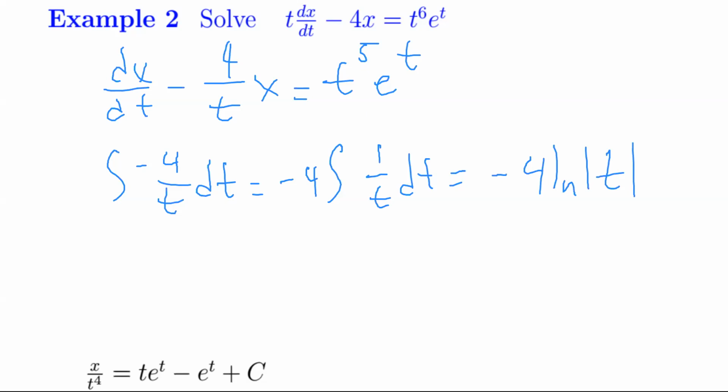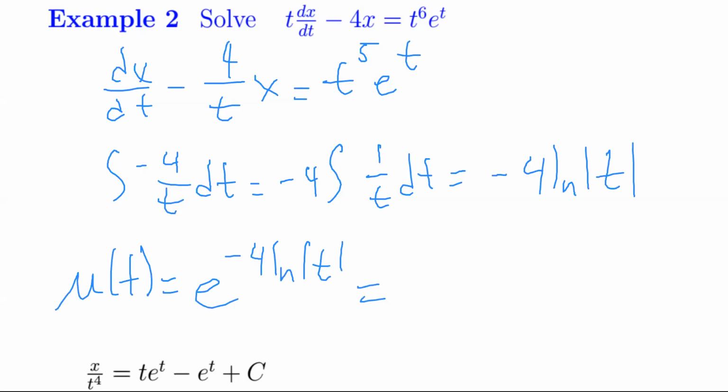And so our integrating factor is going to be e raised to the negative 4 ln of the absolute value of t, except we just need some positive function here. So we get, let's see, e to the ln of the absolute value of t, all raised to the negative 4. E to the ln of t is just t. So this is t to the negative 4th. So that's what our integrating factor is going to be here.